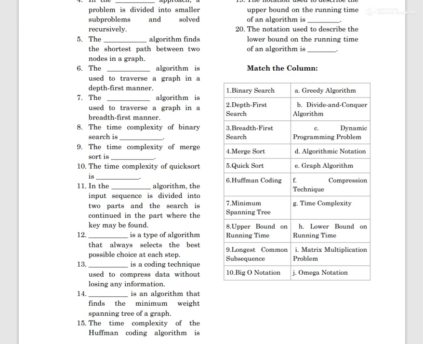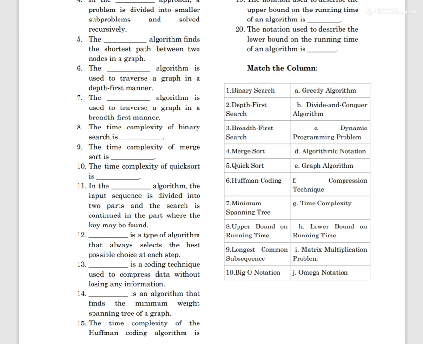Question number 7th, minimum spanning tree algorithm. This is a type of greedy algorithm, so it will match with option number A. Question 8, upper bound on running time. Upper bound on running time gives the time complexity of any algorithm. Upper bound on running time is the big O notation or the order of notation. So this is used to represent the time complexity, that is option G is the correct option.